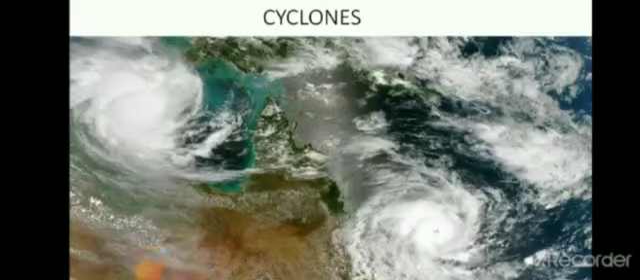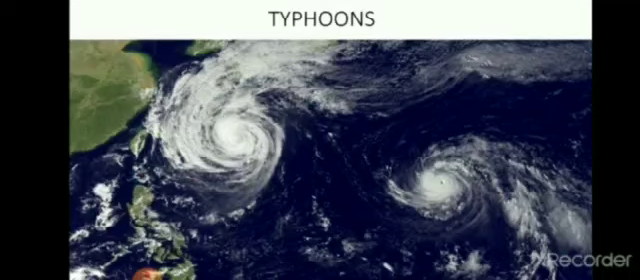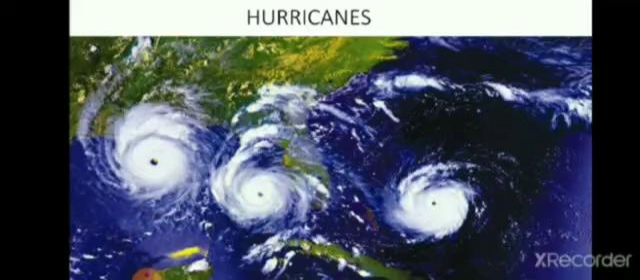Cyclones are a form of violent storms on Earth. People call these storms by names such as typhoons, hurricanes, etc., depending on where they occur. Let us understand the phenomenon of this cyclone with the help of a simple activity.